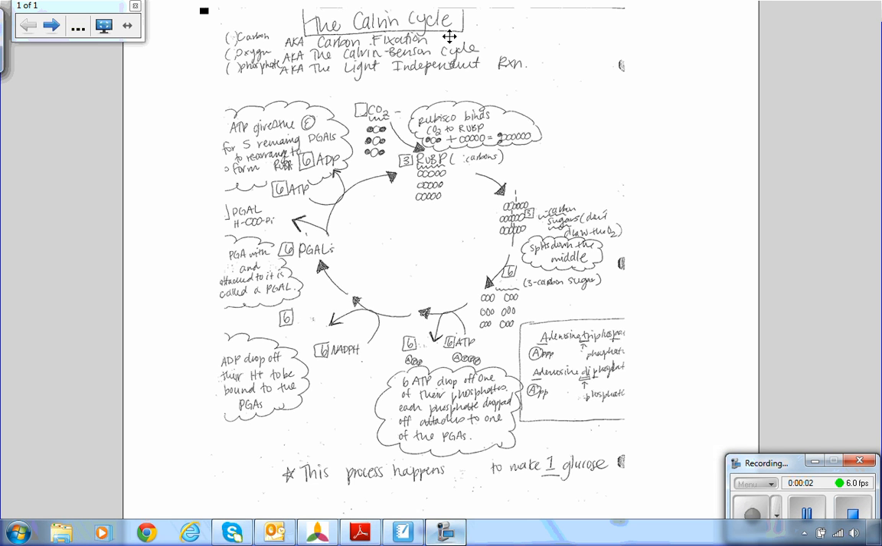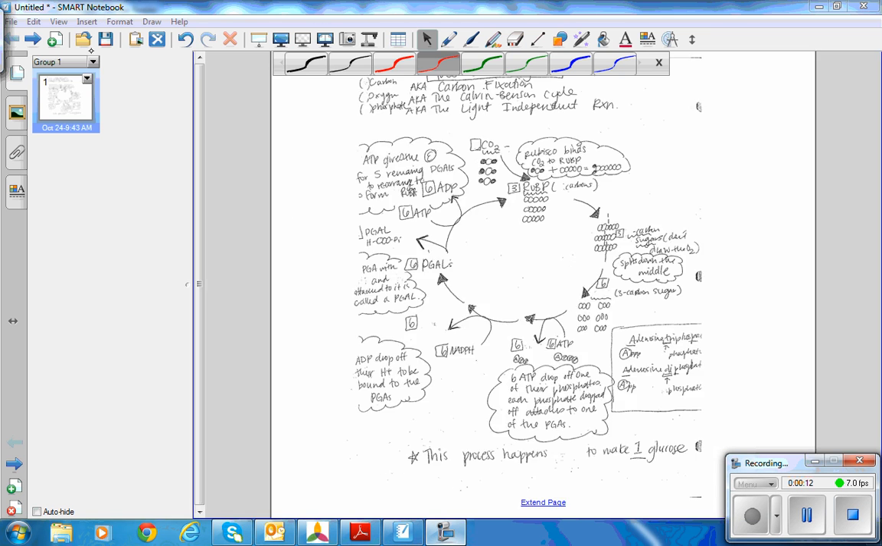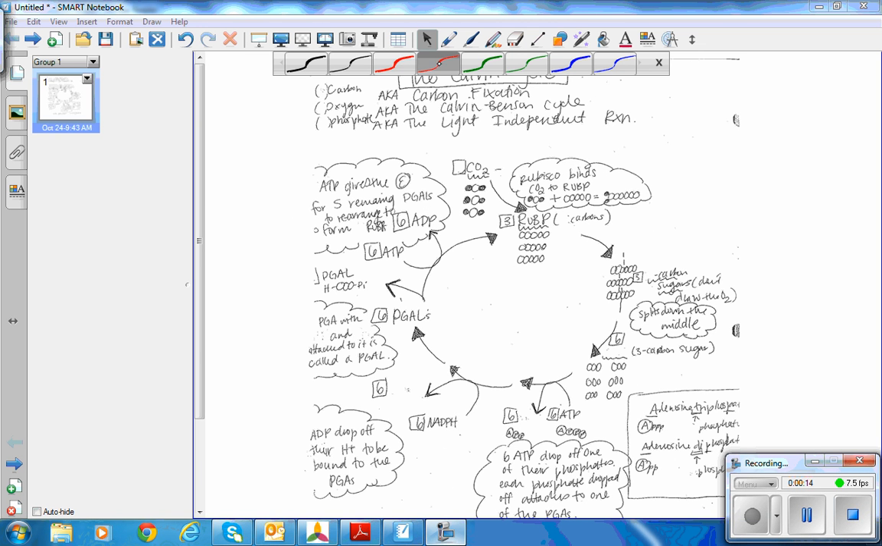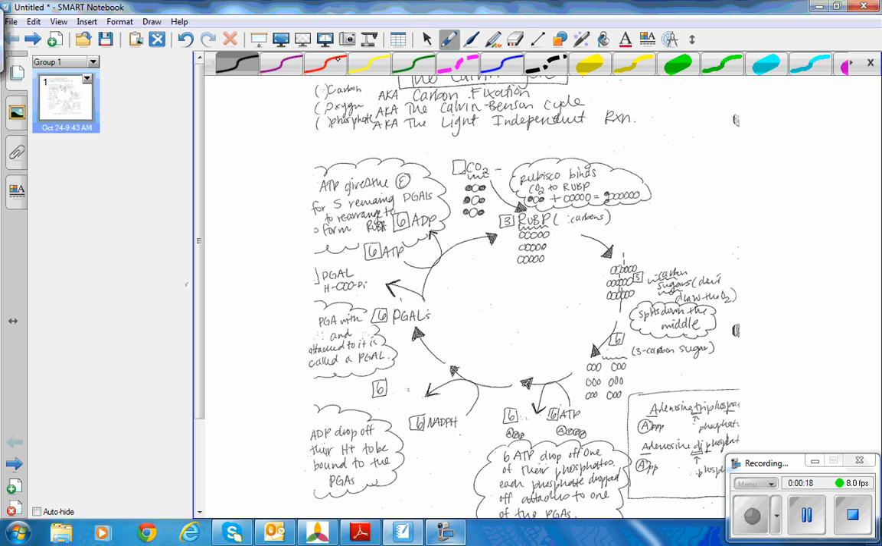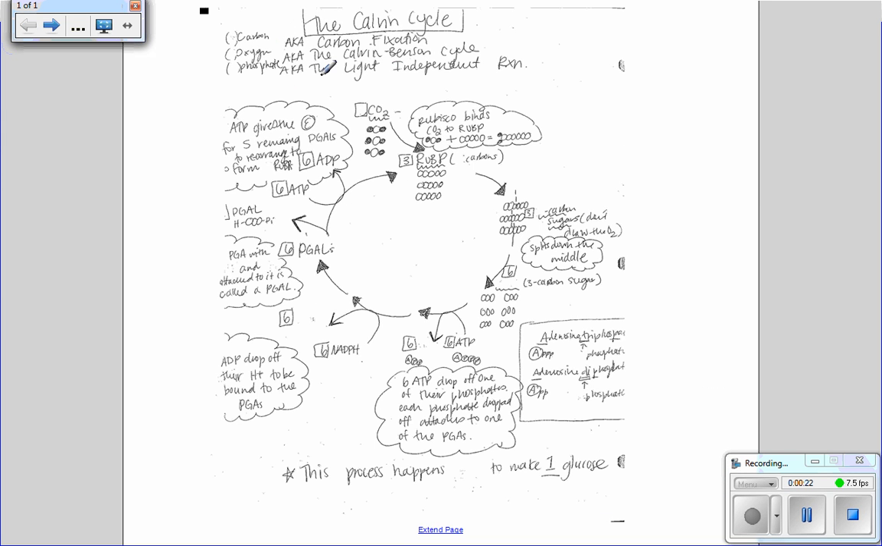Okay, so these are all synonyms. The Calvin cycle, the carbon fixation, the Calvin-Benson cycle, light-dependent reaction, those are all talking about the same thing. They're all talking about the light-independent reaction, which happens without the help of light, and it occurs in the stroma, okay? So anytime you hear any of those terms, we're talking about the same thing.